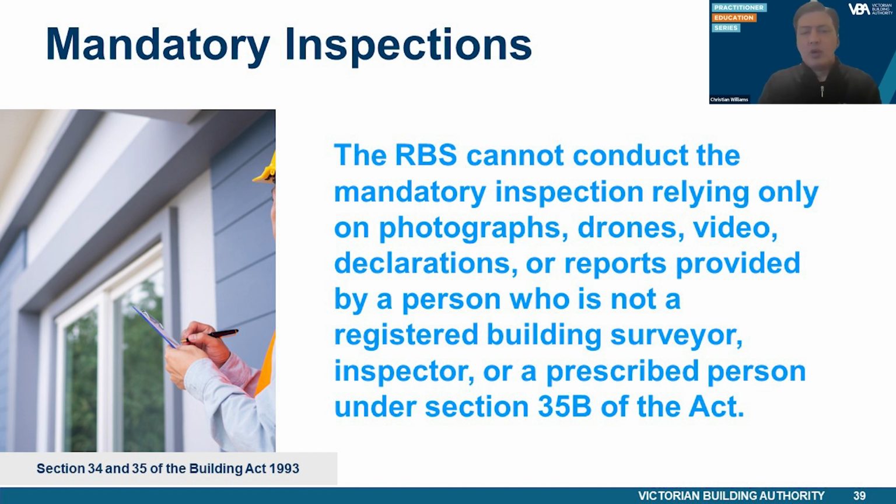The RBS must ensure that all inspections at mandatory notification stages are carried out in person under Section 34 of the Act. The RBS cannot conduct the mandatory inspection relying only on photographs, drones, videos, etc. It's important to note that the RBS must cause an inspection to be carried out at the mandatory notification stage, and it's not appropriate for the builder or the owner to cause a prescribed class of practitioner to carry out an inspection, continue with the work, and then provide certification to the RBS stating the inspection has been passed. Only the RBS may cause this inspection to occur.